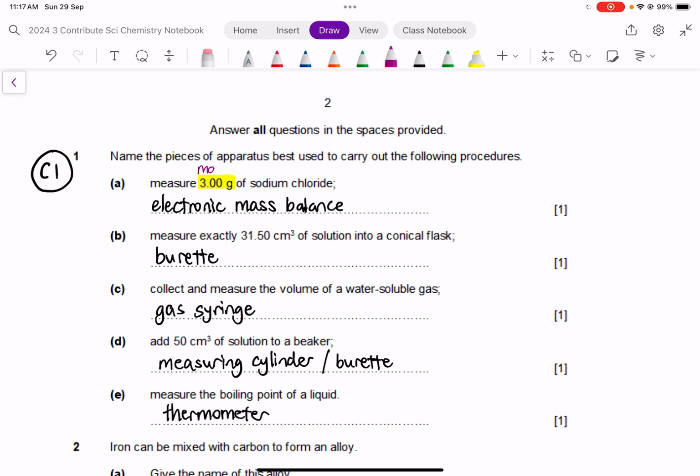Grams is the unit for mass. And therefore, to measure mass in the lab, we make use of the electronic mass balance. Not the weighing scale, but it's called an electronic mass balance. Okay, so weighing scale is marked wrong.